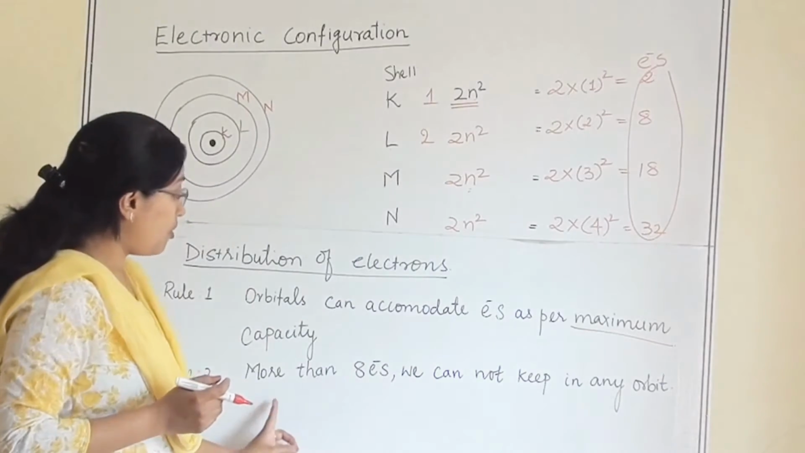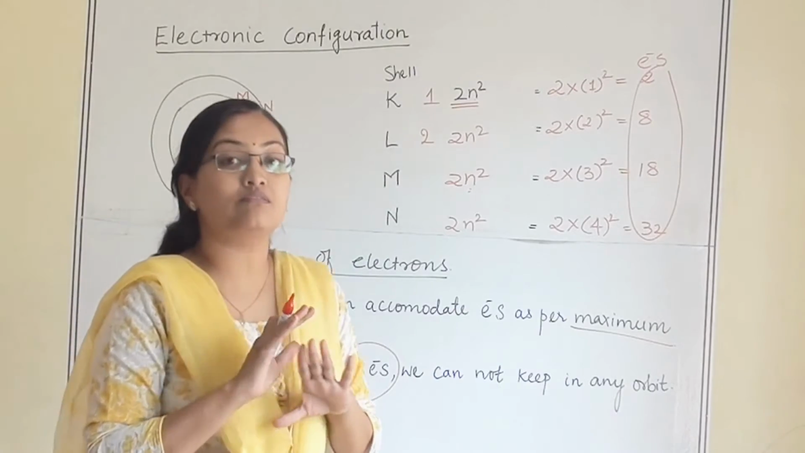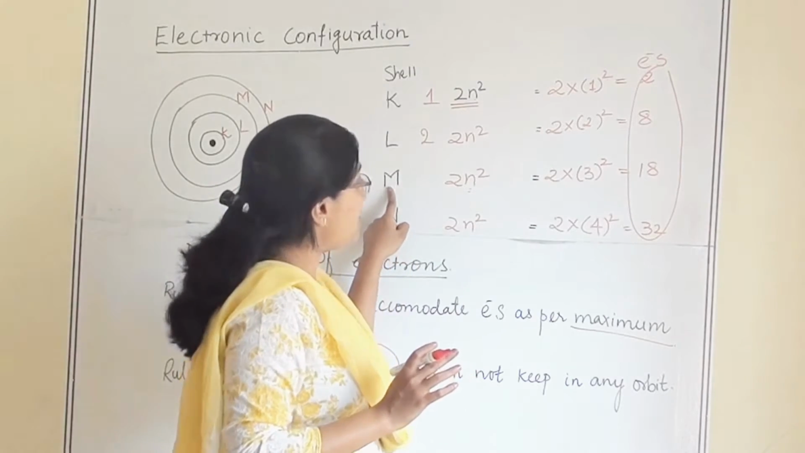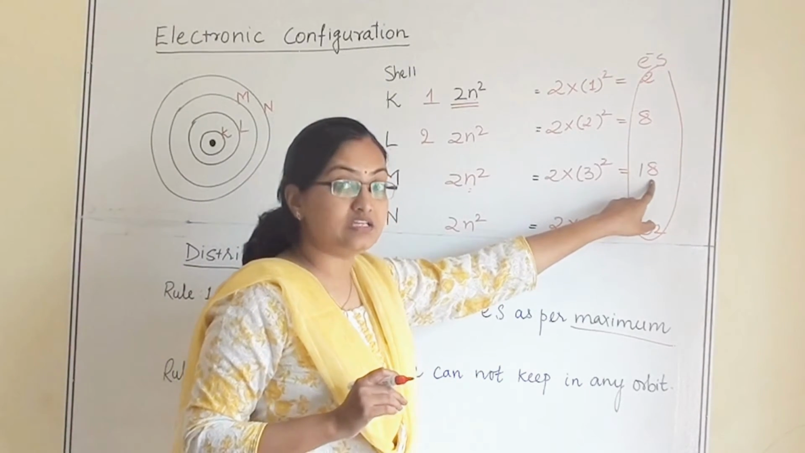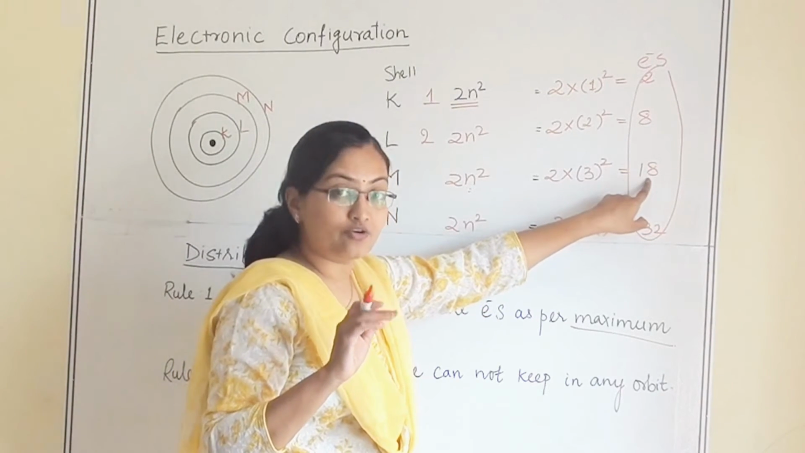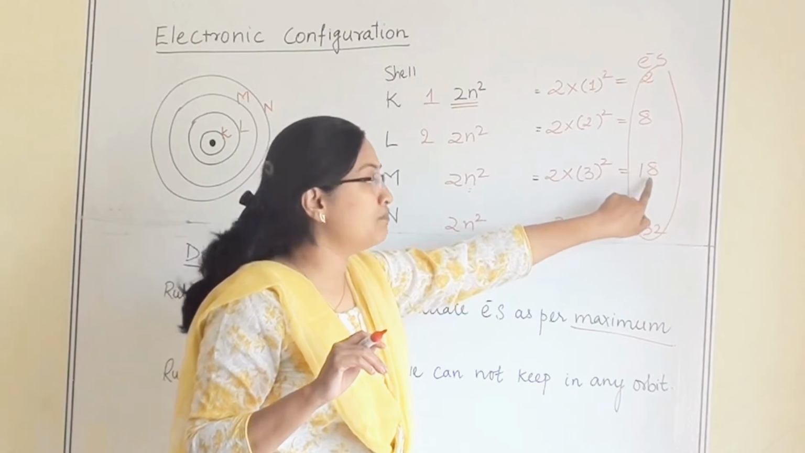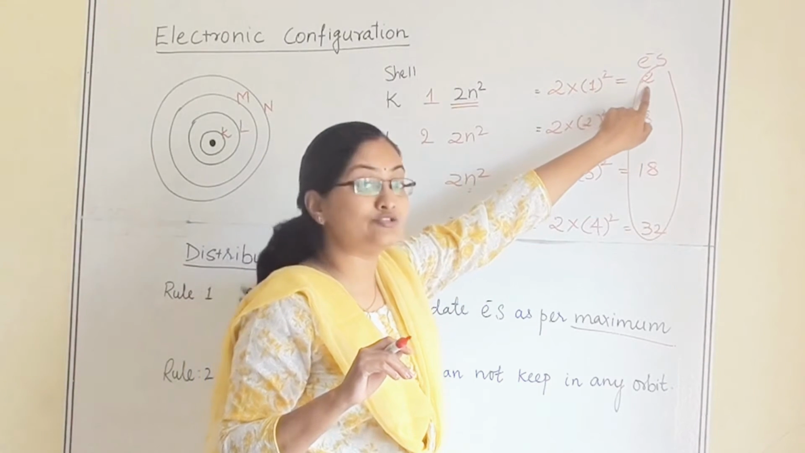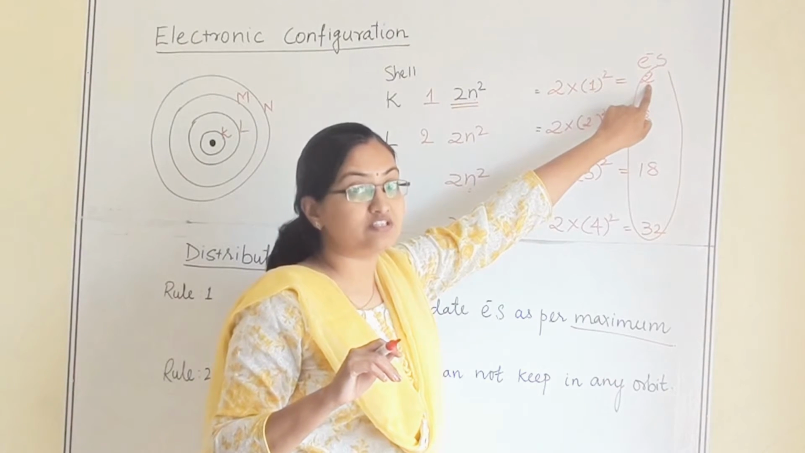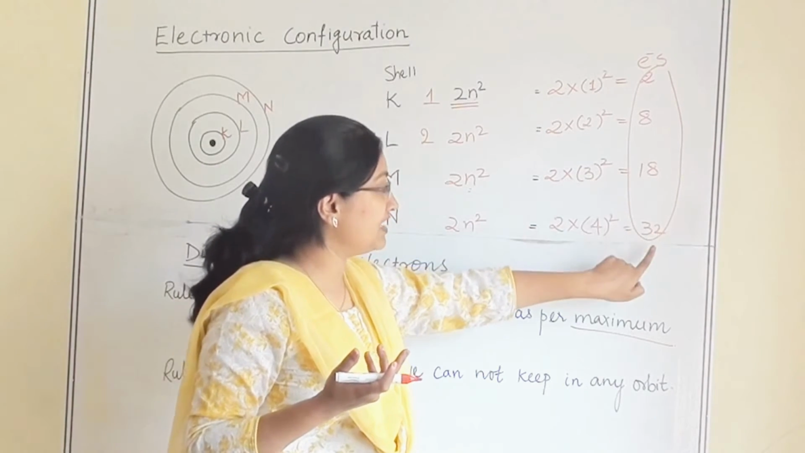Rule number 2, which is very important: more than 8 electrons we cannot keep in any orbit. Yes, it is true that M's maximum capacity is 18, but more than 8 we cannot put. If you have 9 electrons, then 1 electron you have to pass to N. You cannot keep more than 8. So here it is 2, only 2 electrons, because its maximum capacity is 2. Here also 8 electrons, here also 8 and here also 8.